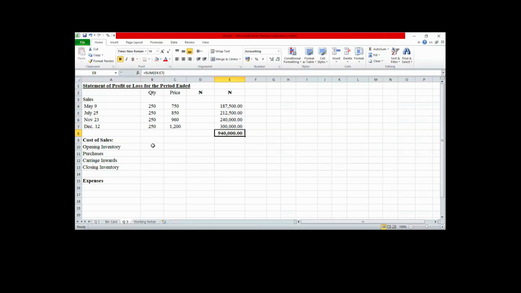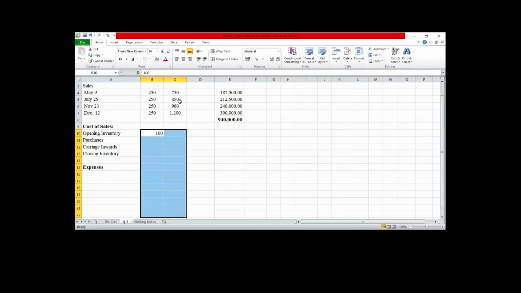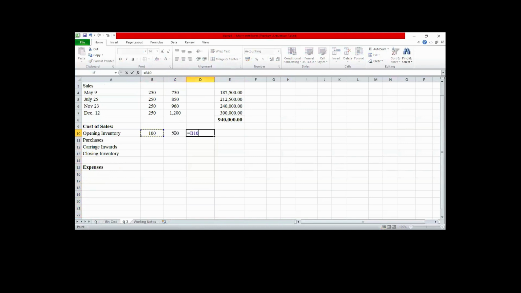Now we come here. What is our opening inventory? We have 100. The opening inventory at the beginning was 100 units? Yes, sir. What is the cost of that one? 500 naira. Put it here, 500 naira. Then the value will be what? 100 times 500. Is it clear? Yes, sir.